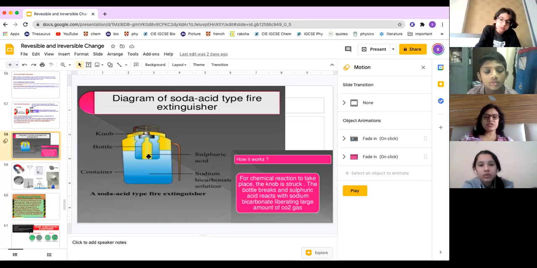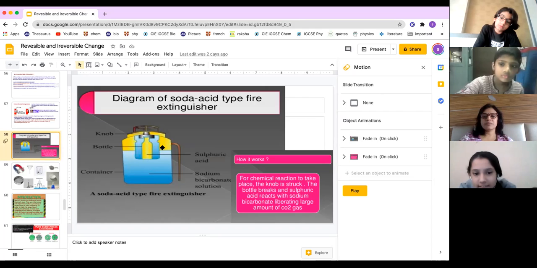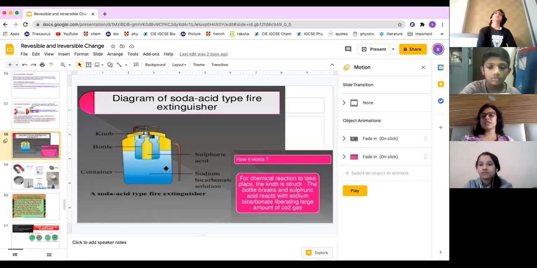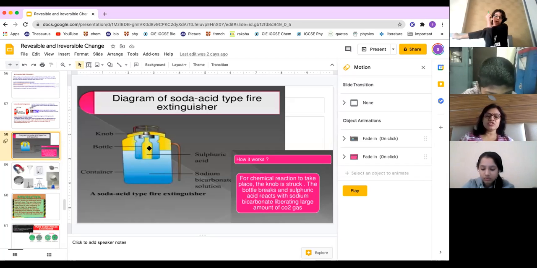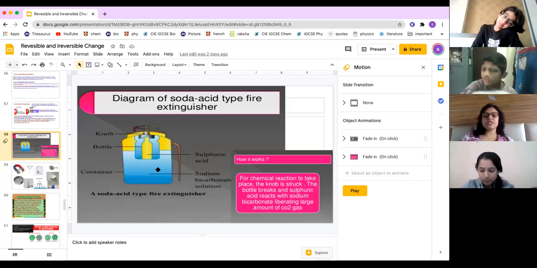So you can see here acid is there. What is sulfuric acid? Sulfuric acid is an acid. I was speaking about it in the last class also. It is an acid, H2SO4. So this is a very strong acid. This acid and the sodium bicarbonate, when they react, they produce carbon dioxide. So normally when it is not in use, what happens? Sulfuric acid will be in the bottle, and they are not mixed because they are in separate compartments.